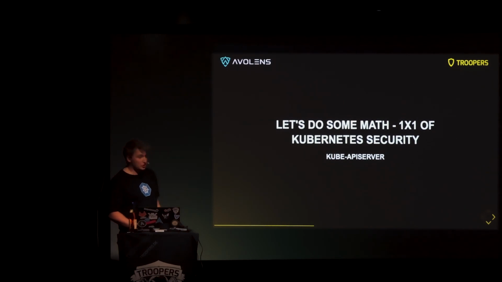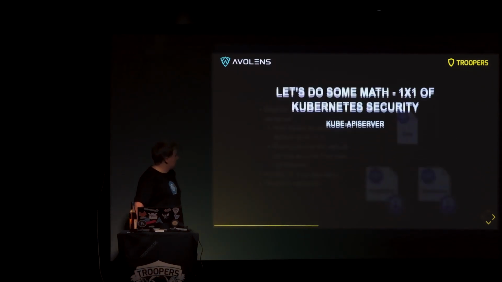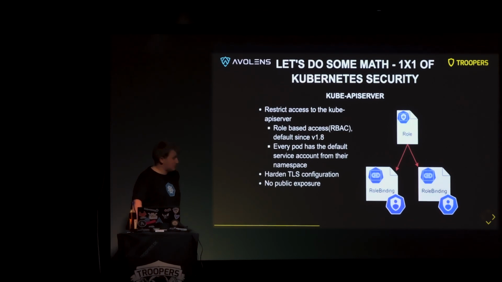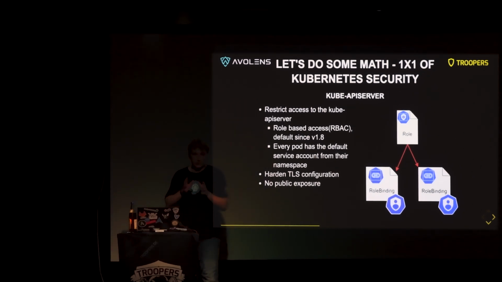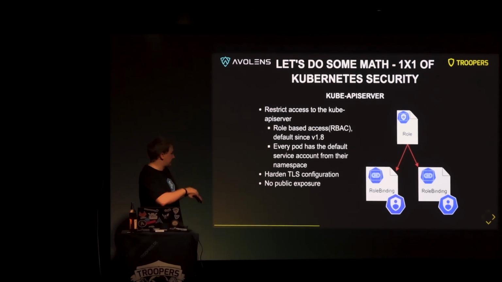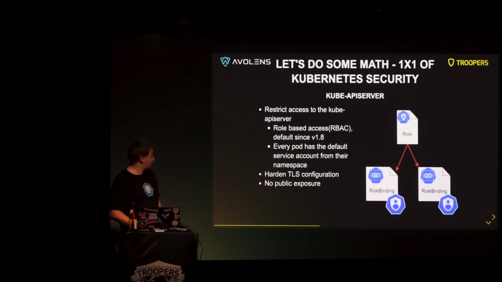Next one is the Kube API server and what we can do there. The Kube API server actually gets restricted using RBAC, so please use role-based access if you are creating, for example, service accounts. Also, every pod in your cluster has a service account attached. So if one pod is compromised, the attacker in the pod has valid Kubernetes credentials, and he can talk to the API. And then it's up to you what your role-based access looks like to get the configuration right.